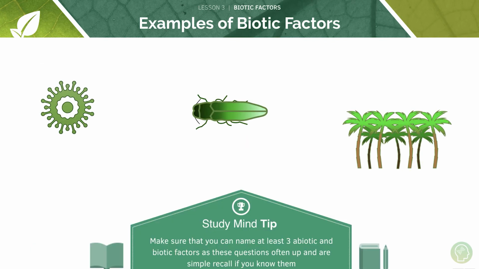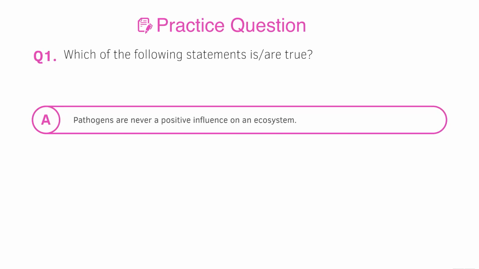So make sure that you can name at least 3 biotic and abiotic factors, as these questions often come up and are a simple recall if you know them, so really easy marks. So go back and watch lesson 2 and also watch this one, lesson 3, to really ingrain it into your head. So let's have a look at some practice questions.